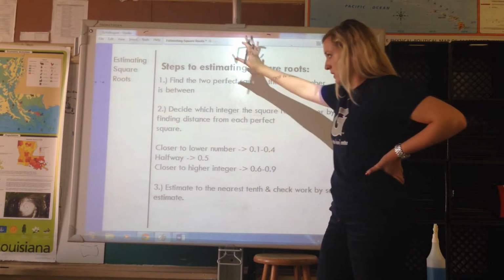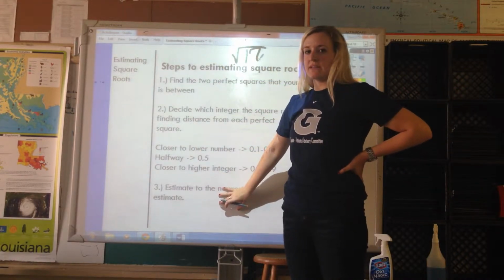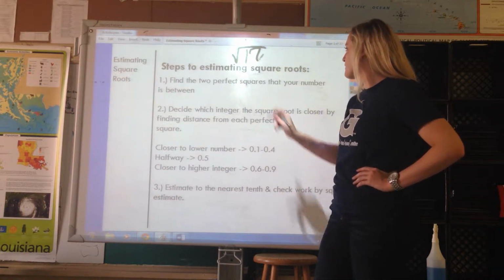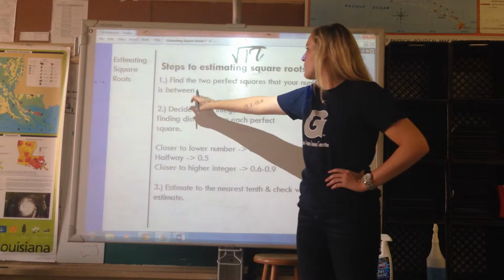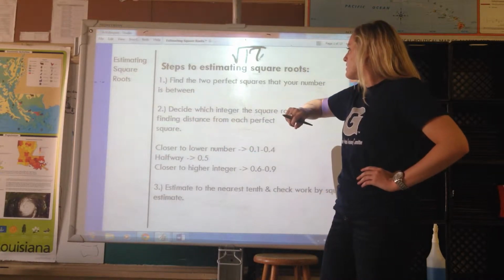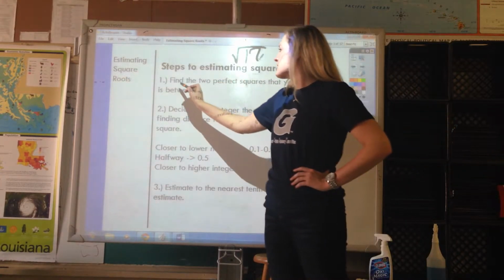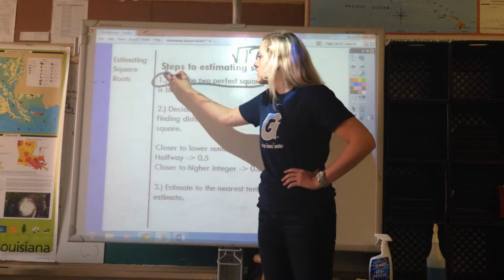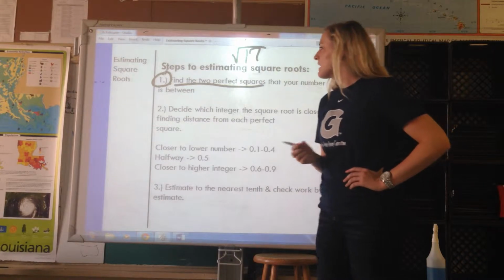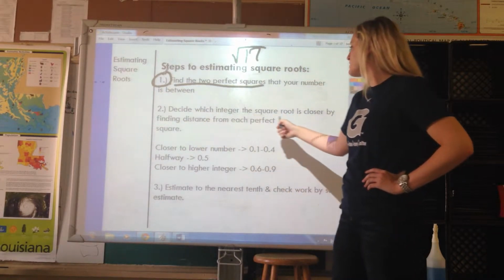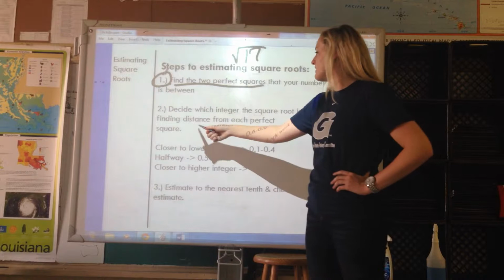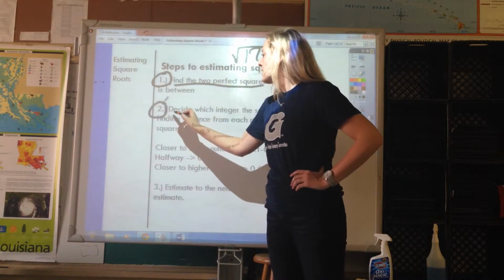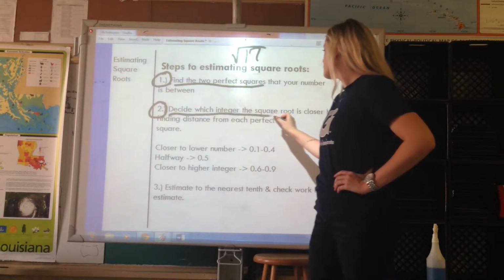And these are our steps. Don't write any of this down yet. Wait for me to tell you what to write down. Our first step is to find the two perfect squares that your number is between. You should remember this step from yesterday, so I just want you to write down, find two perfect squares, and the number 1. The second step is to decide which integer the square root is closer to by finding the distance from each perfect square. From this, I just want you to write down the number 2 and decide which integer the square root is closer to.